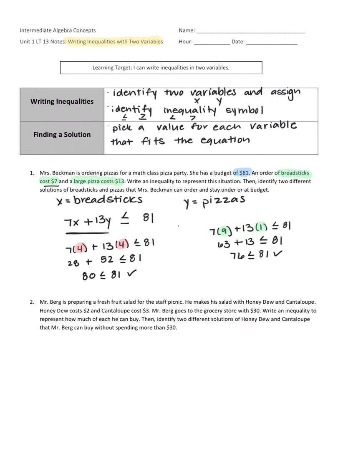Okay, so first we have to figure out how much money he has total. He went to the grocery store with $30, so he's not going to spend more than that $30. With that $30, he has to buy cantaloupe and honeydew. So now I'm going to assign them. I'm going to say X equals honeydew, because it's talking about honeydew costs $2, so I'm going to put honeydew first. That would mean Y equals cantaloupe.